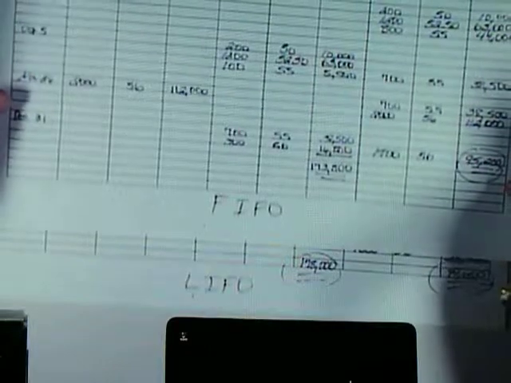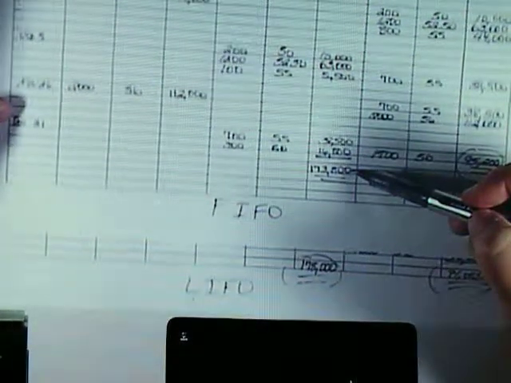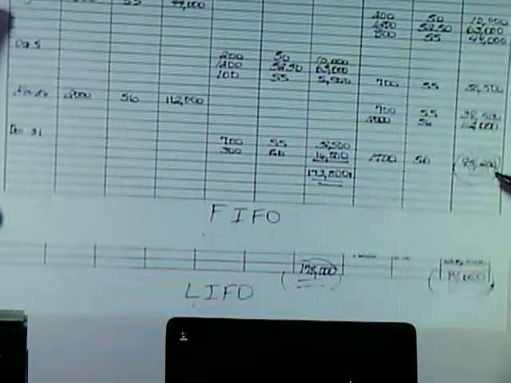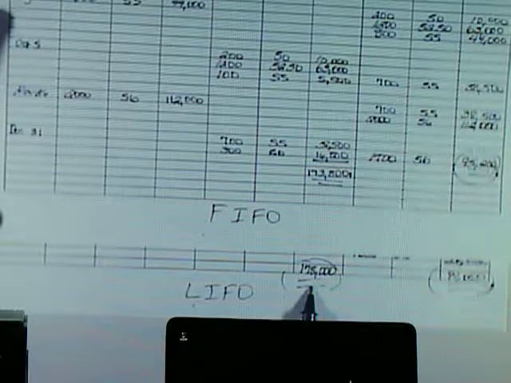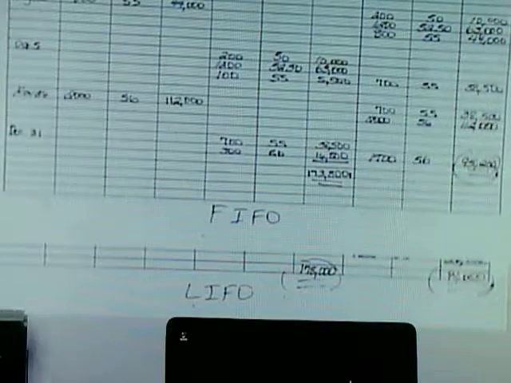Let's do a snapshot of both of them real quick here. The FIFO method gave me cost of goods sold of $173,800, $95,200 in ending inventory. The LIFO method gave me cost of goods sold of $178,000 and ending inventory of $91,000.